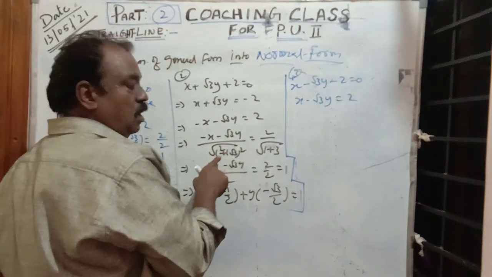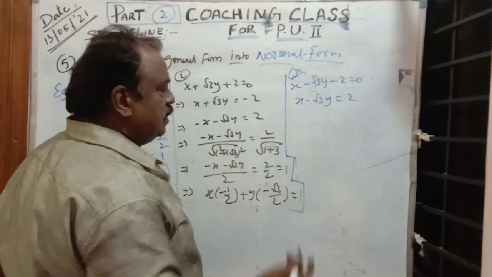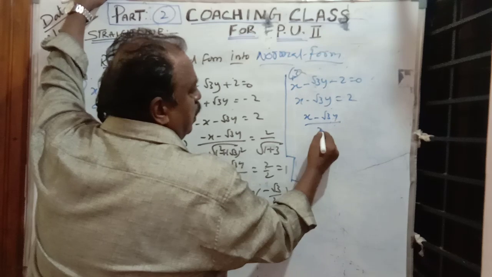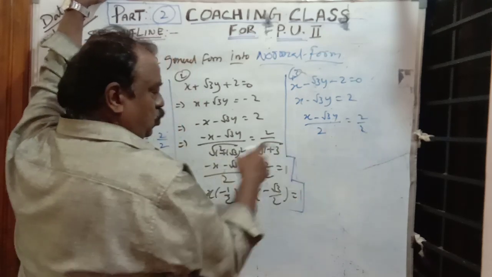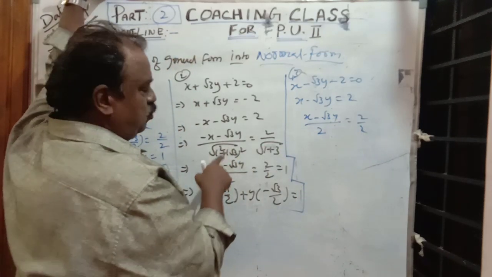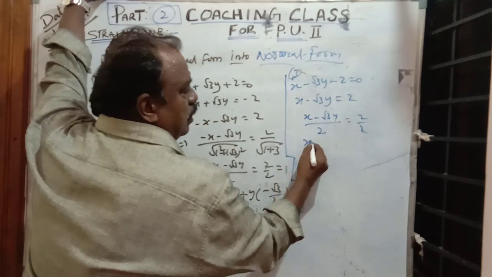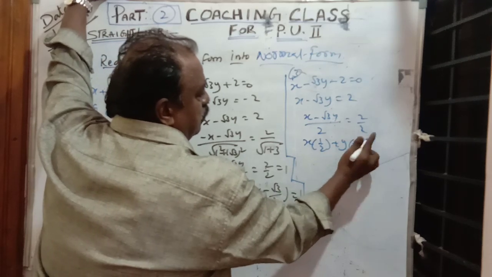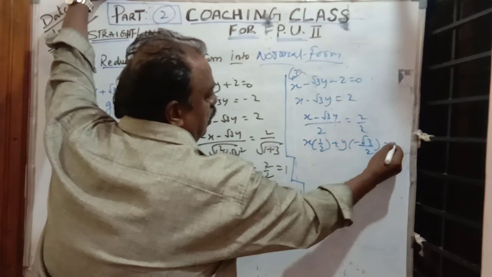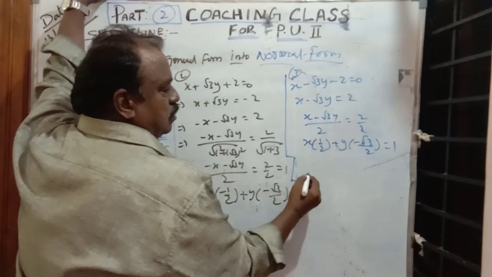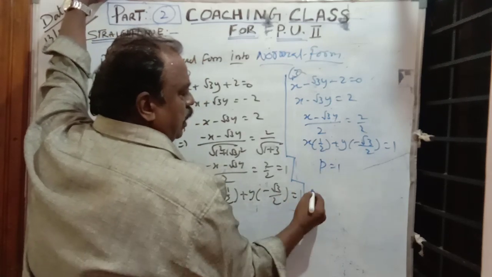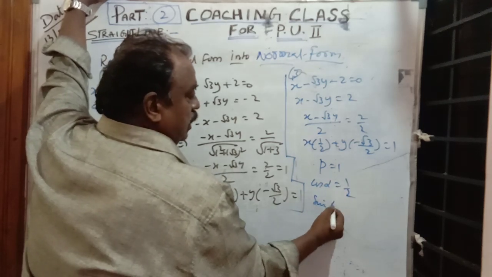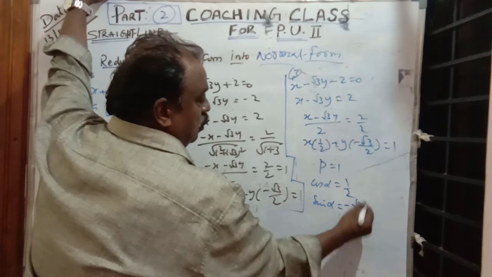Dividing the same, the root of 1 square plus root 3 square is nothing but 2 only. So x minus root 3y by 2 is equal to 2 by 2. This 2 is everywhere the same, the root of a square plus b square, with which we have to divide. It is x of 1 by 2 plus y of minus root 3 by 2 is equal to 1. Of course, p is equal to 1. What is cos alpha? 1 by 2. What is sin alpha? This is minus root 3 by 2.